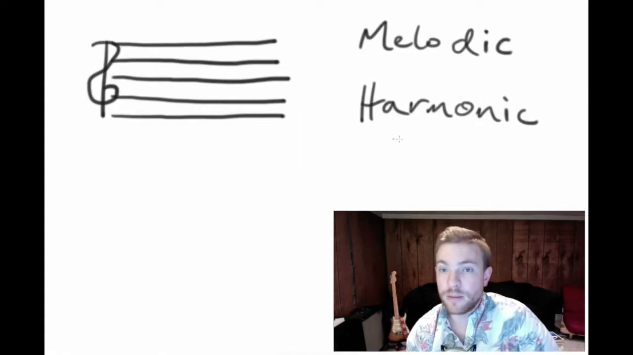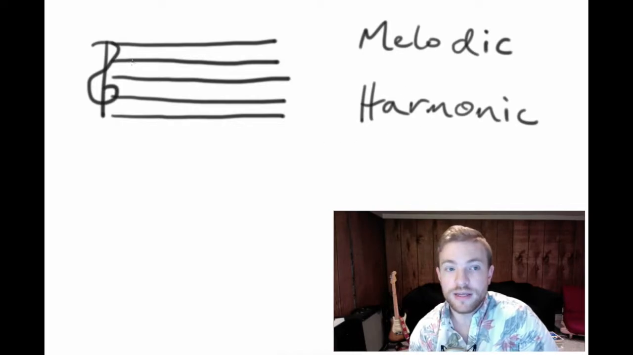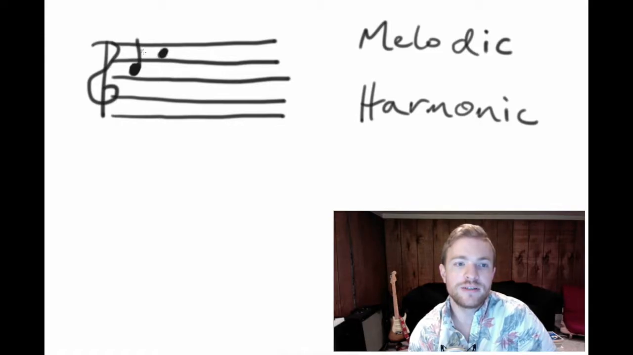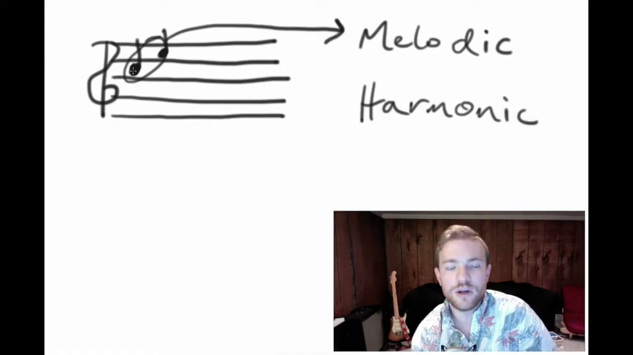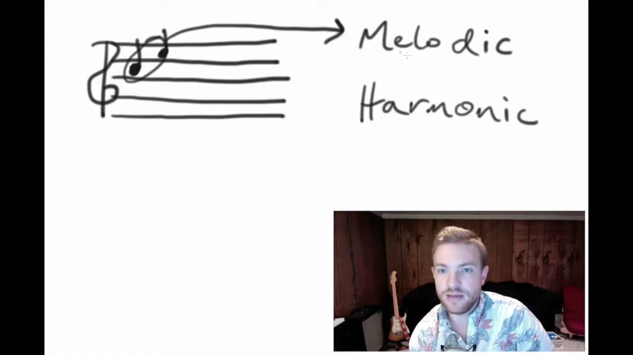Okay, so next let's talk about melodic versus harmonic intervals. A melodic interval is basically like if I were reading left to right on this staff here, and I saw an interval like this. Let's just put some stems on here for good measure, right? This interval would be a melodic interval because the notes are played in sequence, okay? So melodic intervals are played in sequence, not together.